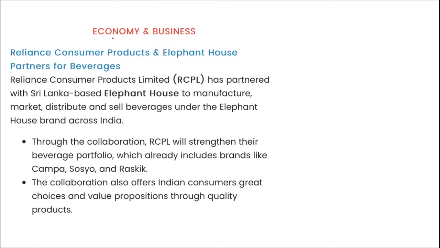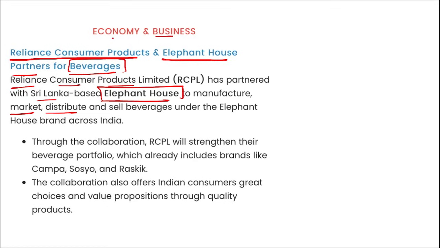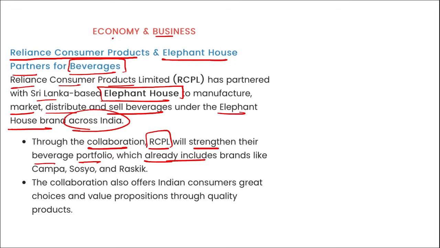Next is economy and business. Reliance Consumer Products and Elephant House partner for beverages. Reliance Consumer Products Limited partnered with Sri Lanka-based Elephant House to manufacture, market, distribute and sell beverages under the Elephant House brand across India. Through the collaboration, RCPL will strengthen their beverage portfolio, which already includes brands like Campa, Soyo, and Raskik. Correct. So coming back, Reliance Consumer Products have partnered with Elephant House, that is of Sri Lanka, for beverages.